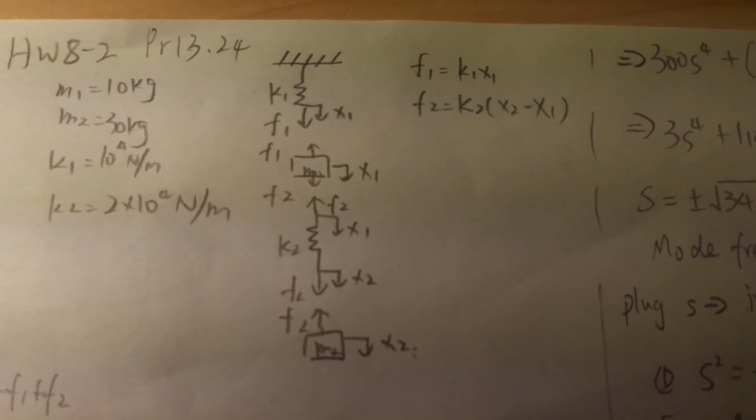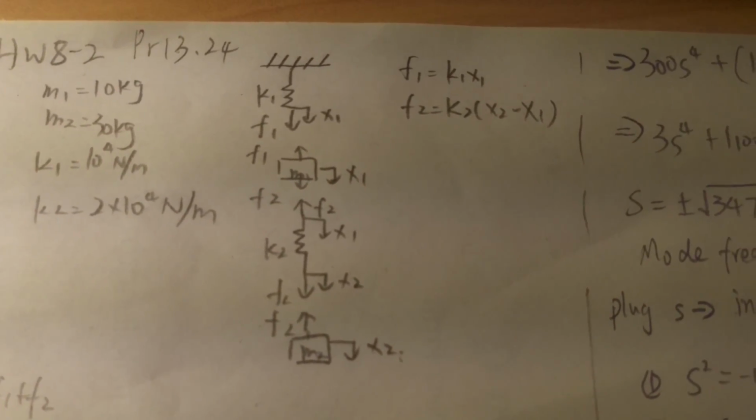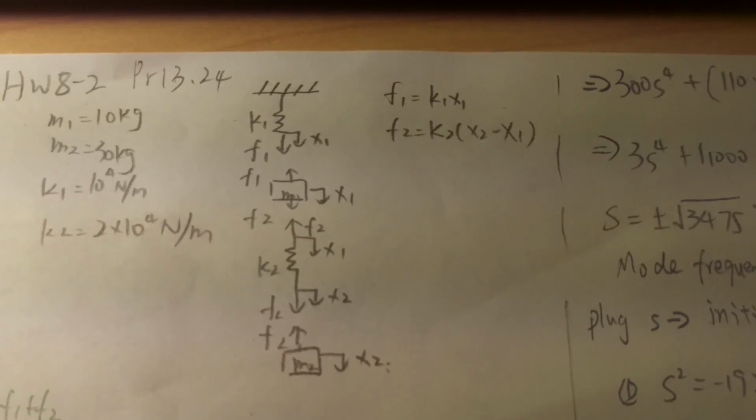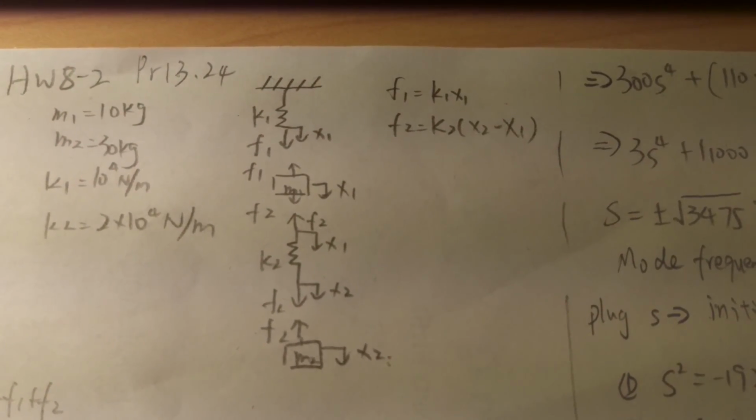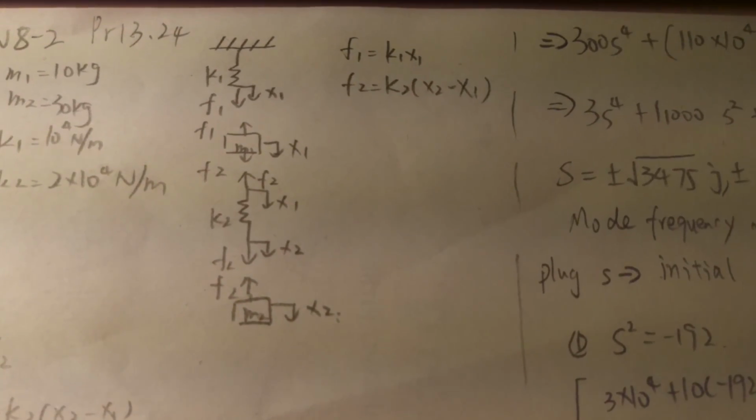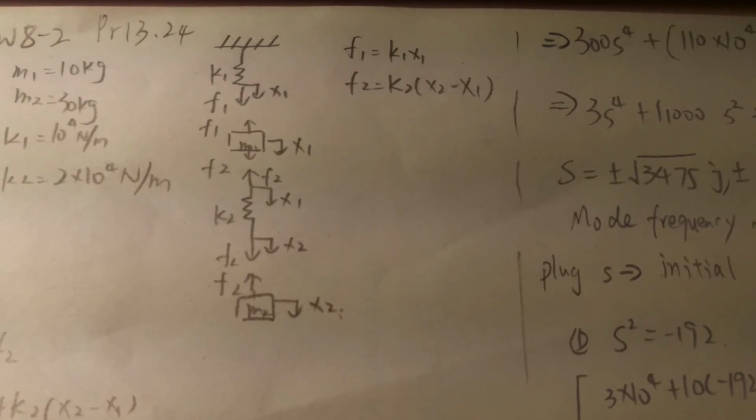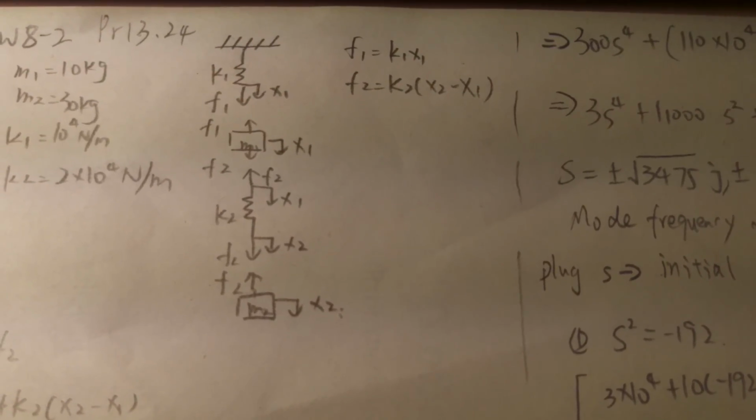For this, we separate the four parts as we showed here: K1, K2, and F1, F2. Then we can get F1 equals K1 x1, and F2 equals K2 times (x2 minus x1).